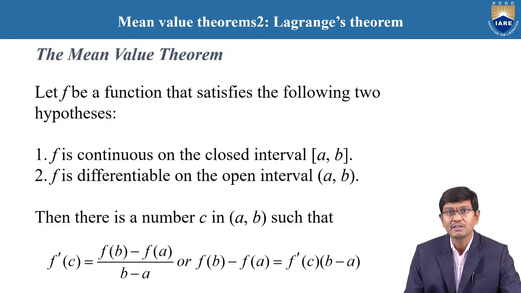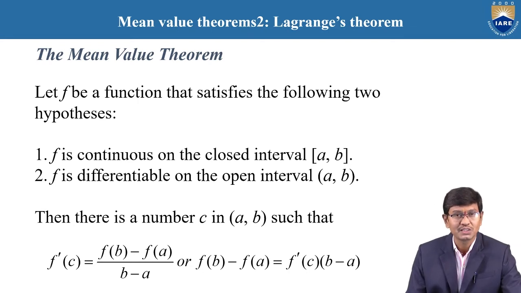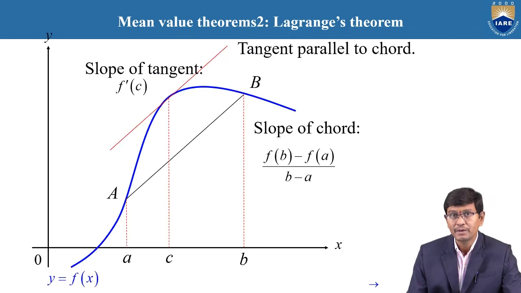Next one, the mean value. It is also shortly defined as Lagrange's mean value theorem: let f be a function that satisfies the following two hypotheses. f is continuous on the closed interval a comma b, and f is differentiable on the open interval a comma b. Then there exists c belongs to a comma b such that f dash of c is equal to f of b minus f of a by b minus a. In other terminology, f of b minus f of a is equal to f dash of c into b minus a.